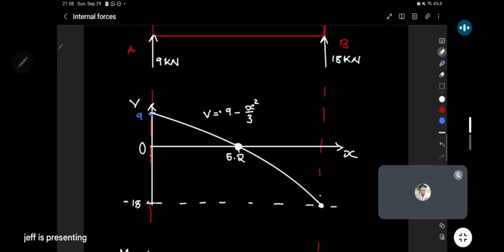Generally, this is the shear force diagram. It has this part here, and it also has this part here.